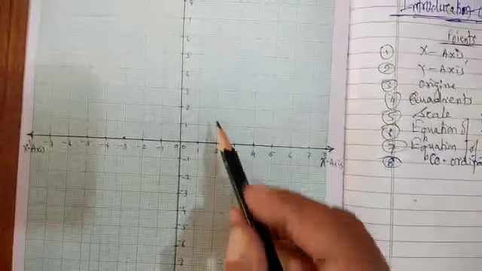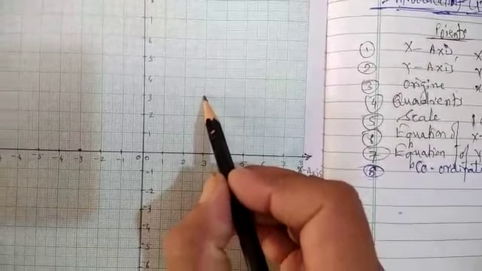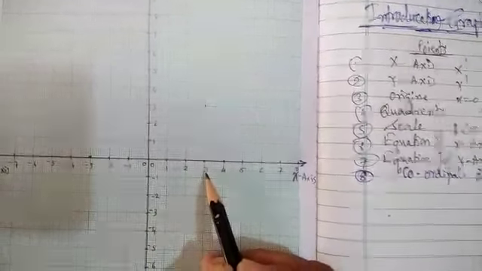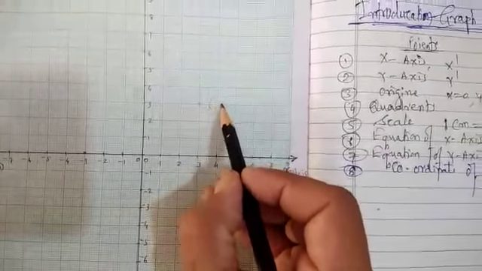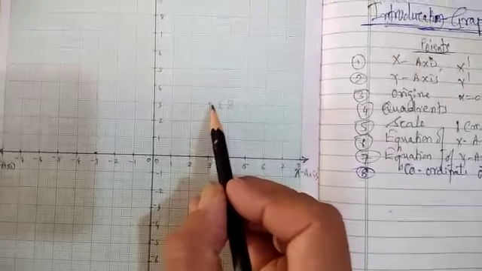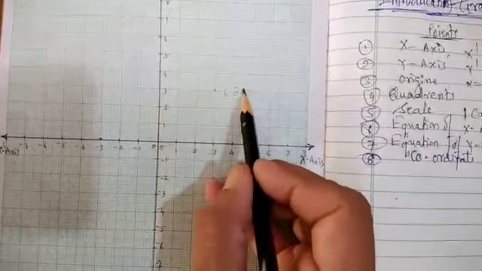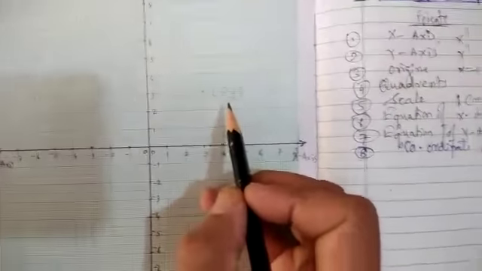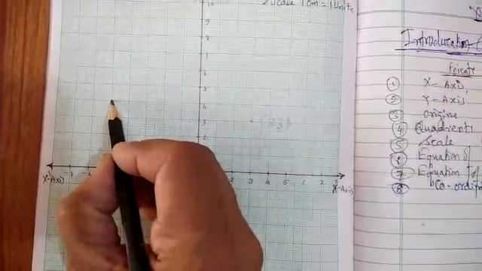Now look at, suppose you have to calculate this point. What is the x coordinate? The x coordinate is 3. So it is clear that this is 3 comma. Now draw the perpendicular on the y-axis. This is also 3. So 3, 3. Both the numbers are positive.